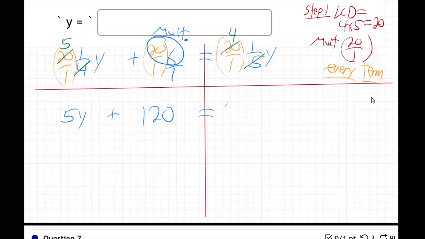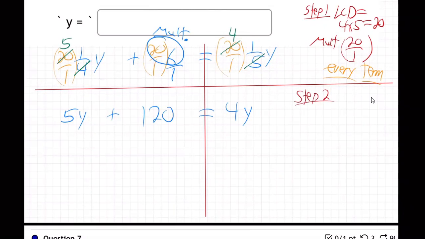All right, what do we got over here? 4y. Again, because the 4 and the y are all that's left, the 20 and the 5 are gone, the ones don't do anything. All right, so that was a big first step. That got rid of all the fractions. That's what we wanted, no more fractions. Next, step number 2.